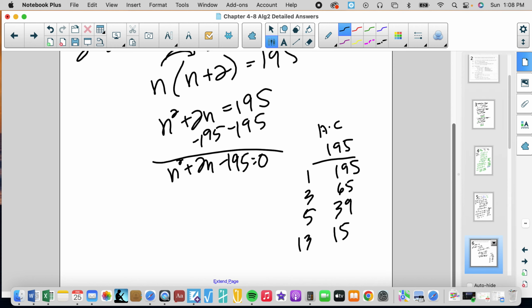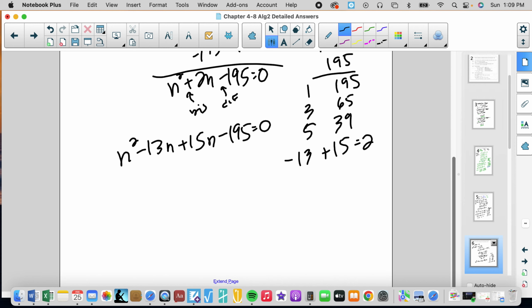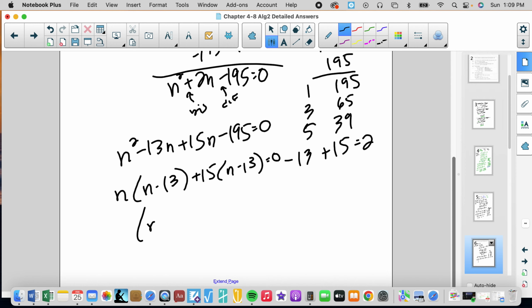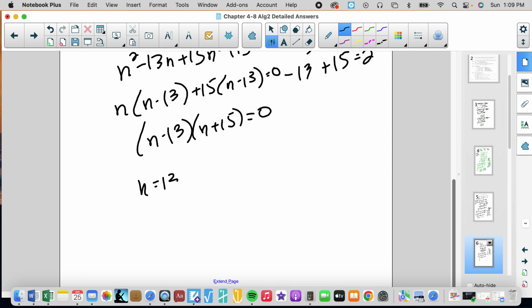There you are. Signs are different. Bigger is positive. Positive, negative, 2. So we get n squared minus 13n plus 15n minus 195 equals 0. Factor out an n, factor out a 15, and we get n minus 13, n plus 15 equals 0. So n is going to equal 13, or n is going to equal negative 15.